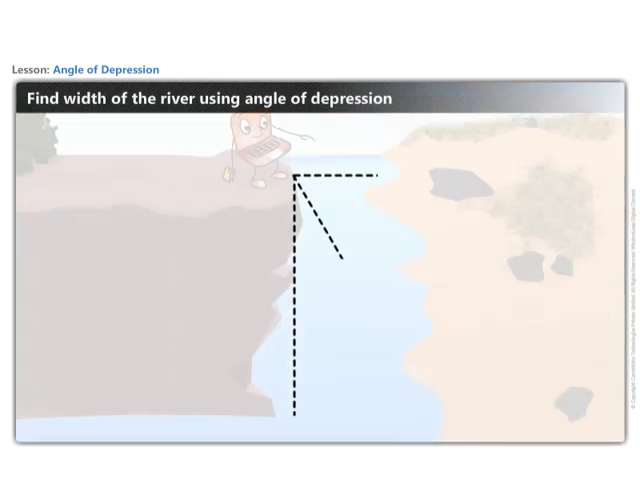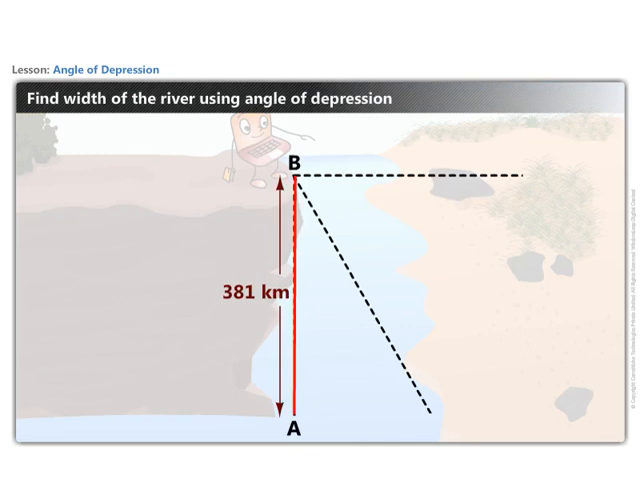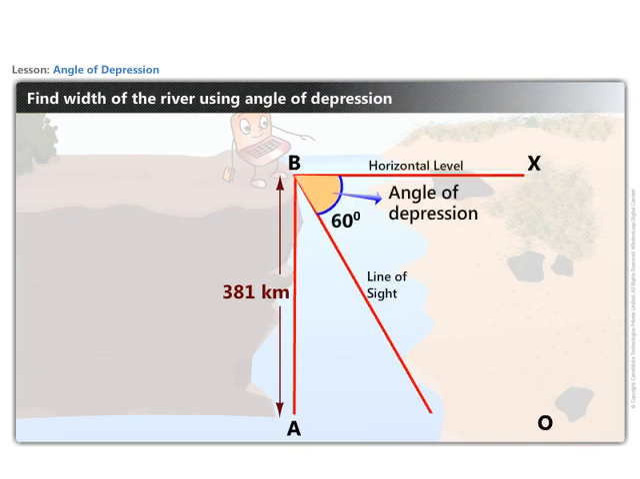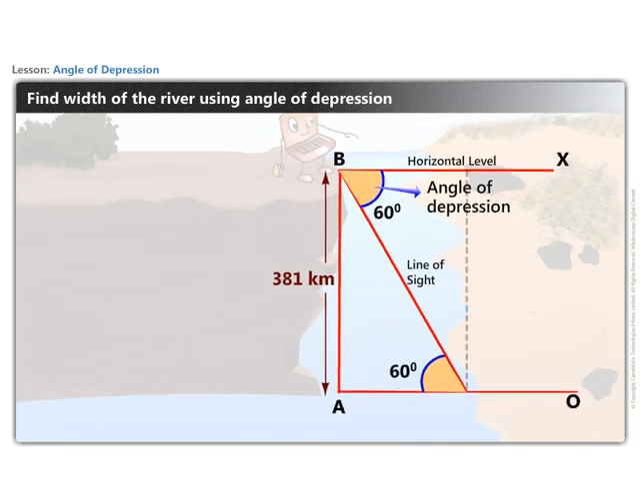YB is standing on a 381 km high cliff on one side of the river and observing the ground on the other side at an angle of depression of 60 degrees. Find the width of the river.